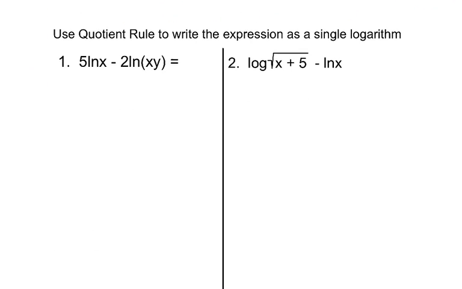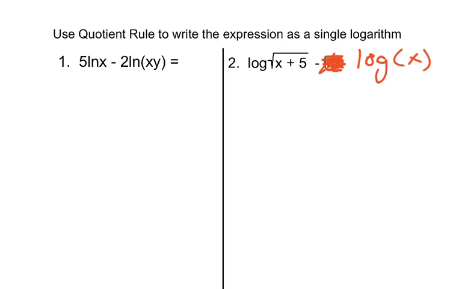All right, so we're going to use that quotient rule to write the expression as a single logarithm. So again, just double check that everything has the same base, which this one doesn't. I remember this example was wrong, so we were supposed to pretend that was actually log of x versus natural log. Otherwise, we can't put them together.